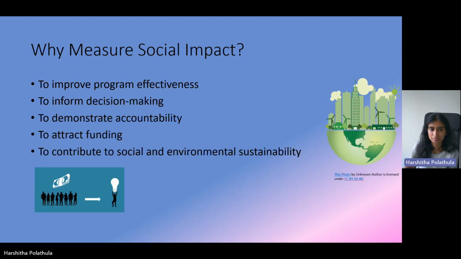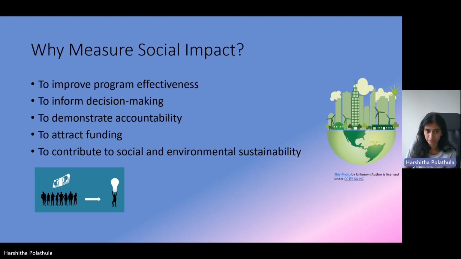And what are some of the other reasons why we measure social impact? One of these reasons is to improve program effectiveness. And what does that mean? By measuring social impact, we can identify what works and what doesn't, so that we can improve the effectiveness of programs and interventions. So we can identify the areas where change is needed and make adjustments to the programs in order to better achieve these results.